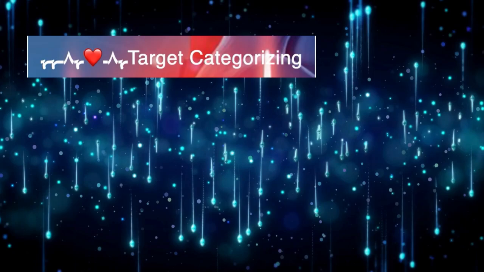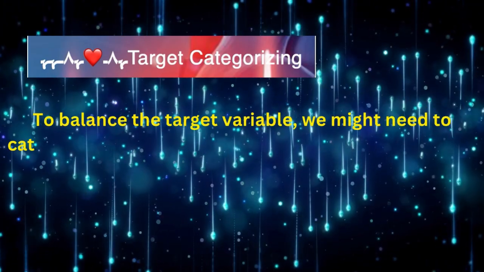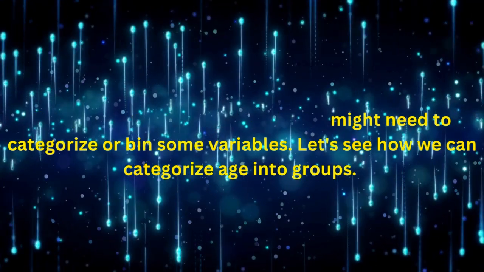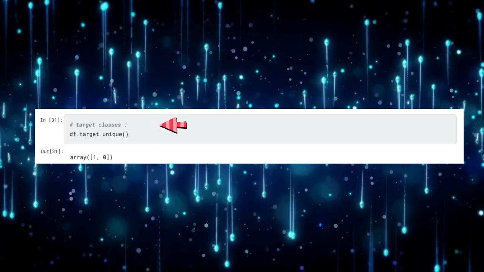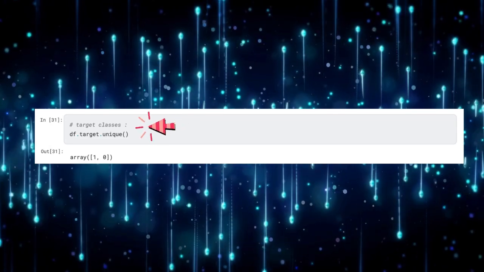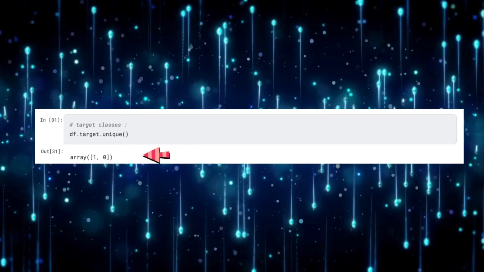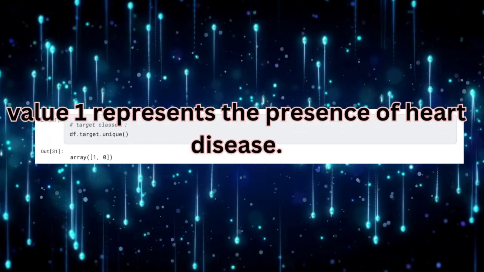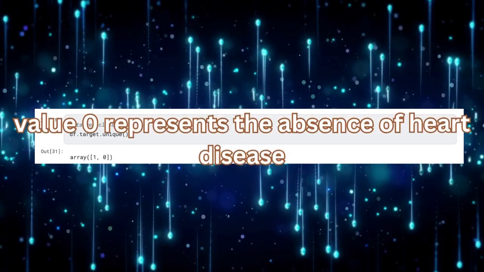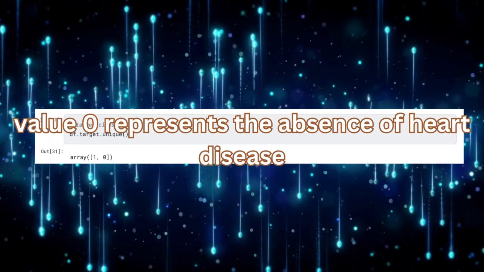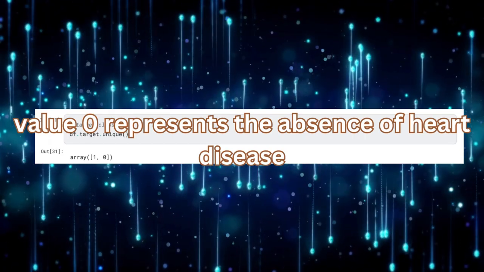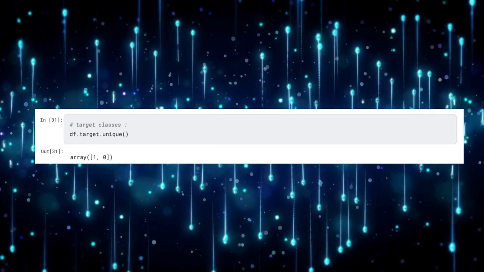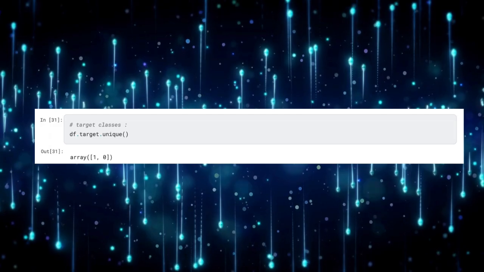Target categorizing. To balance the target variable, we might need to categorize or bin some variables. Let's see how we can categorize age into groups. Let's walk through to identify the unique target classes in our dataset. Inspecting target classes. First, we need to inspect the unique values present in the target column of our dataset. The value 1 represents the presence of heart disease. The value 0 represents the absence of heart disease. By identifying these unique target classes, we gain a better understanding of the binary classification problem at hand. This is a crucial step before we proceed with further data analysis and model training.